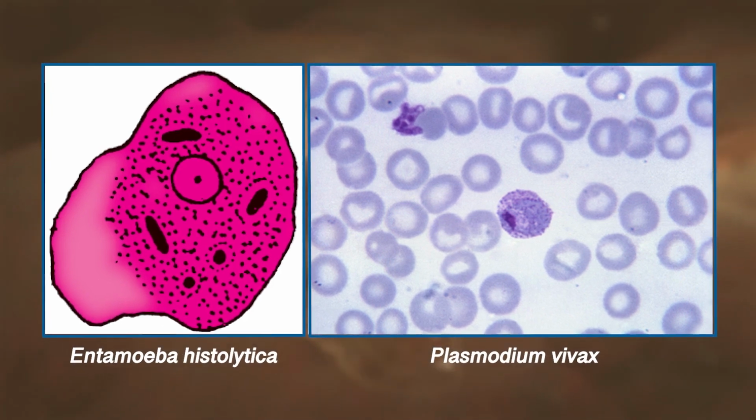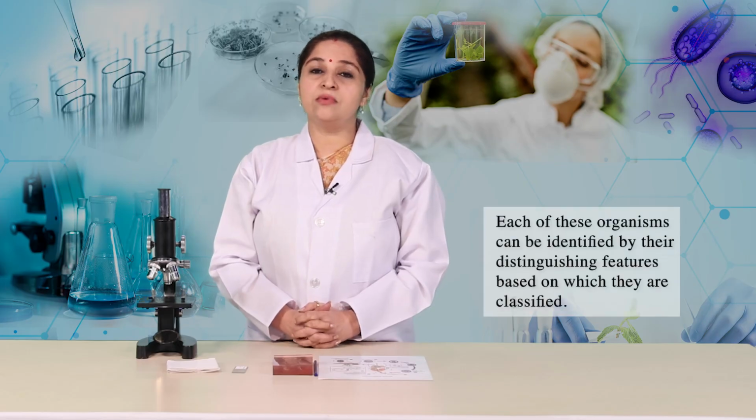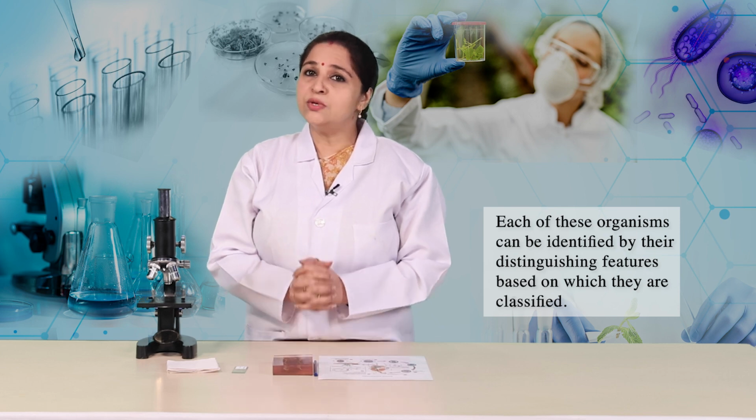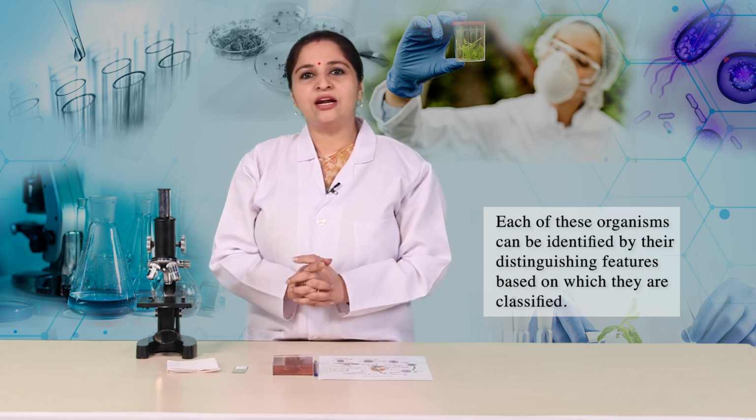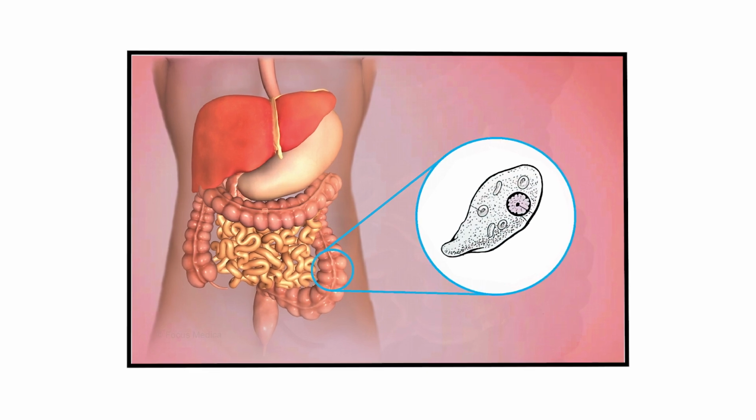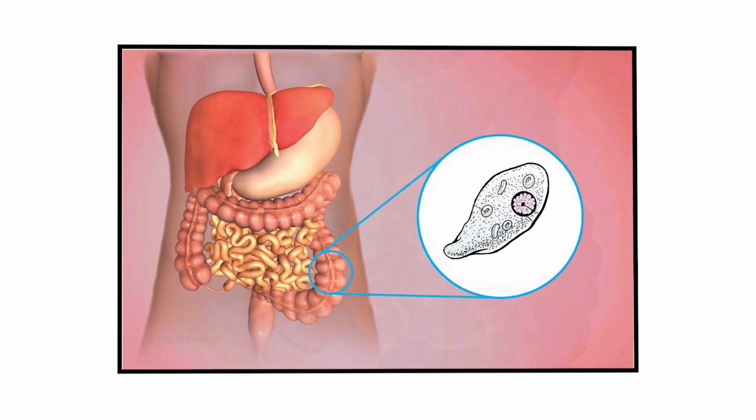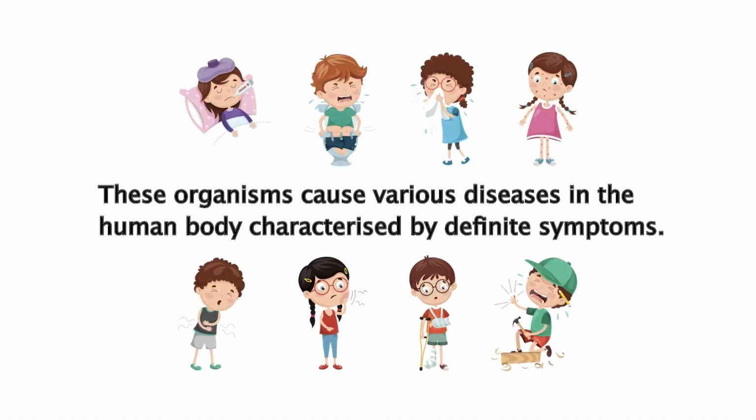Hello dear learners. We have already learnt in the first part of this session about two organisms which affect human health. There are many such organisms which are either parasitic or pathogenic to human beings. Each of these organisms can be identified by their distinguishing features based on which they are classified. They live in a specific part of the human body and have precise food requirements. These organisms cause various diseases in the human body characterized by definite symptoms.